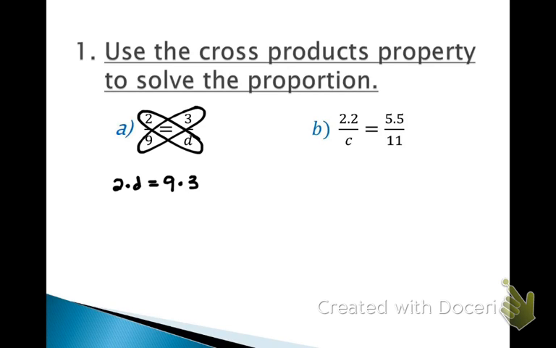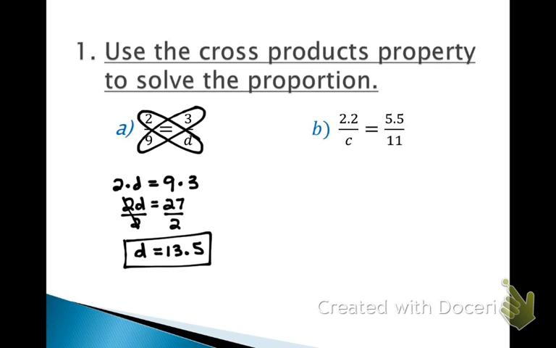What is 2 times d? 2d. What is 9 times 3? 27. Do I have d all by itself already? No. Kayla, what do I need to do to get d by itself? Divide by 2. Divide by 2 on both sides. These 2's cancel out. I'm left with d equals, what is 27 divided by 2? 13.5.